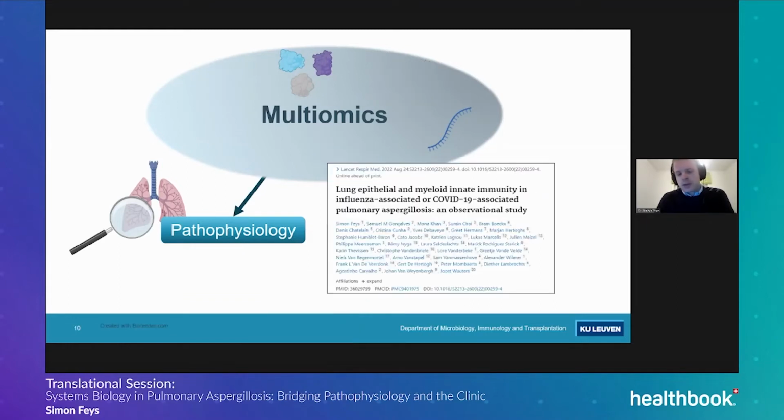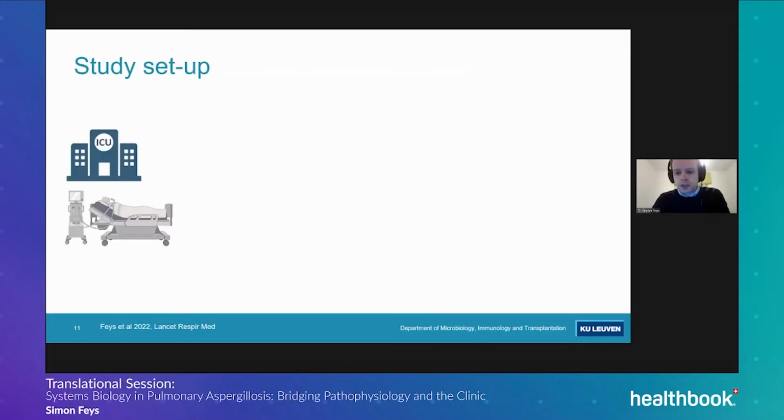First, I'm going to talk about how we used multi-omics to get to know the pathophysiology of VAPA better. In particular, we used transcriptomic data and data of a large data set of proteins in patient samples. This was recently published in Lancet Respiratory Medicine.